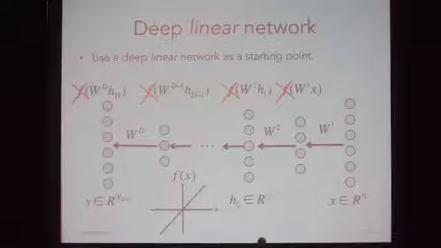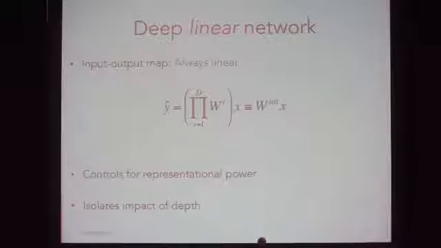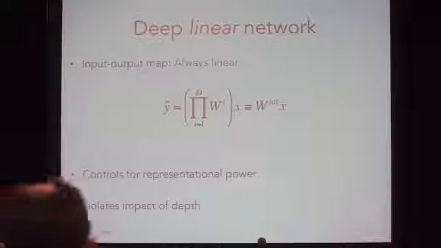So what is this thing? Well, it just produces its output by multiplying a bunch of weight matrices times its input. And you could, of course, always rewrite that as just a single linear matrix W total. So this model class is completely controlling for representational power. You add layers, you're getting nothing in additional computational power. So it's just isolating the impact of depth itself, which is this layered factorization into matrices.